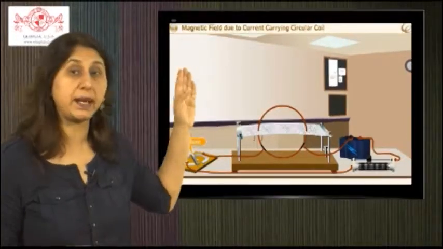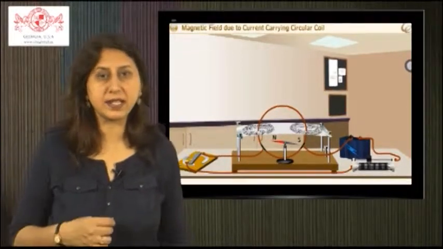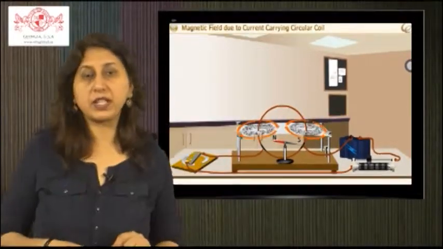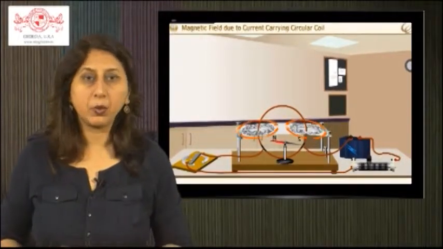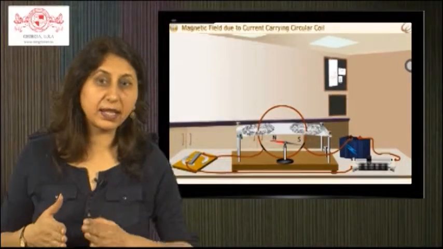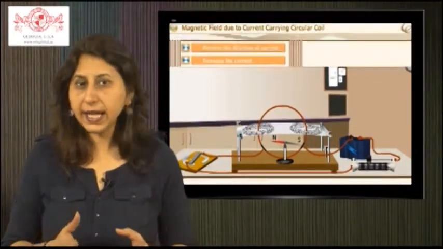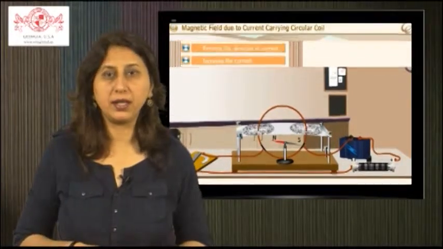Now observe the magnetic field pattern when the direction of the current is reversed. The direction of the current is changed by rotating the arm of the key. What you see is that the needle of the compass deflects in the opposite direction, indicating a change in the direction of magnetic lines of force.